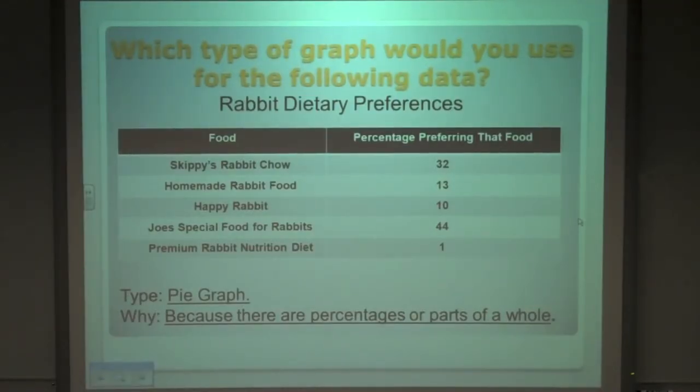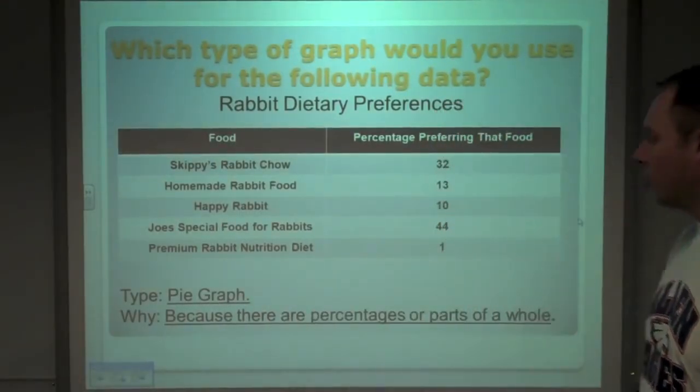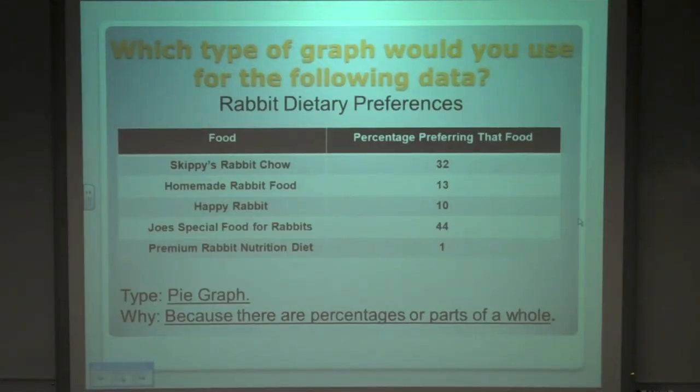Okay? So here I'm looking at percentages. I'm looking at various parts of a whole. If I would go through and add all these numbers up, they're going to equal 100. Okay? So in this particular situation, I would use a pie graph, also known as a circle graph. I would use a pie graph right here in order to display this information, because there are percentages involved and we're looking at parts of a whole.